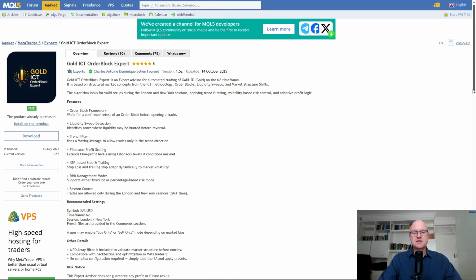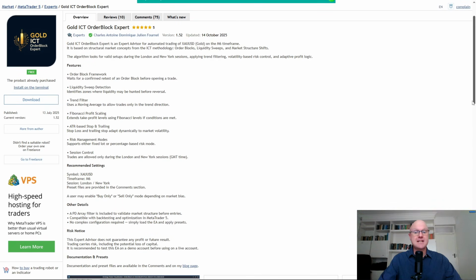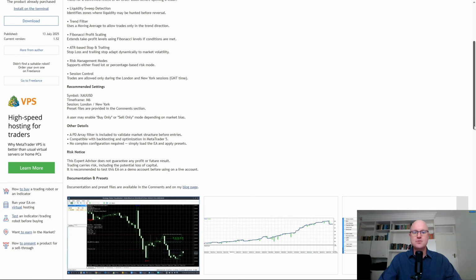Now, some of the risk noted of the expert advisor is that it does not guarantee a profit or future results. Trading does carry a high degree of risk, and you need to take into consideration the potential loss of capital. Moreover, as with any new expert advisor, it's recommended to test it first on a demo account before running it in the live environment.